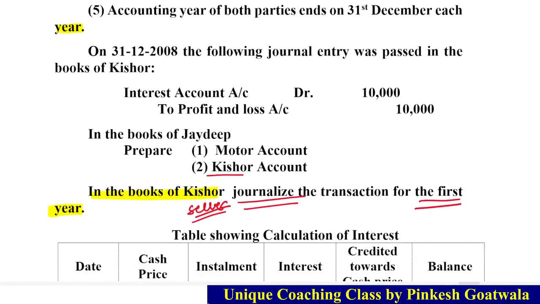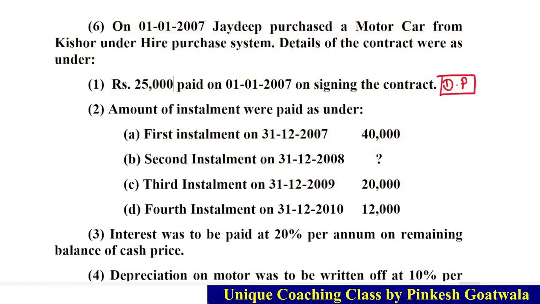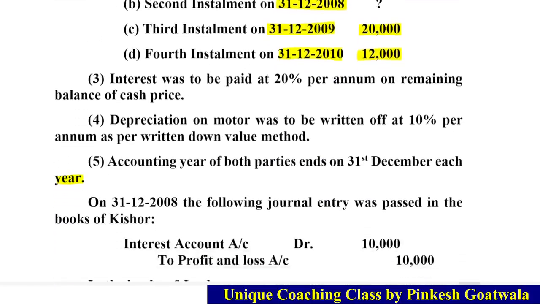So first of all we prepare a table showing calculation of interest. Okay, so in this table first of all we write all the amounts which are available. Which amount is available? First of all, on 1st January 7 the down payment is available. Then first installment 40,000, second installment is not available, third installment 20,000 and fourth installment 12,000. Okay, so first of all let's give effect of these installments and the down payment.